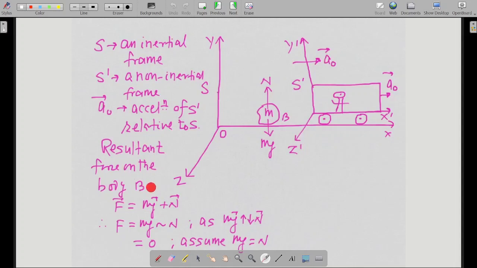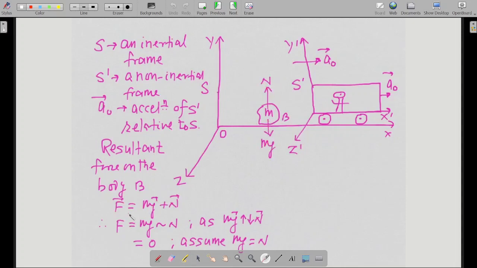Now resultant force on the body B, what is it? This resultant force on body B, as you can see from the free body diagram, the resultant force on this body B, what will it be? It will be equal to F equal to mg plus n. Okay, this mg is in the downward direction, n is in the upward direction. So mg vector plus n vector equal to F vector. Okay, mg vector plus n vector equal to your F vector.